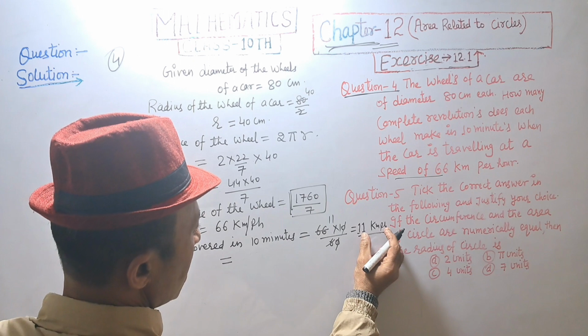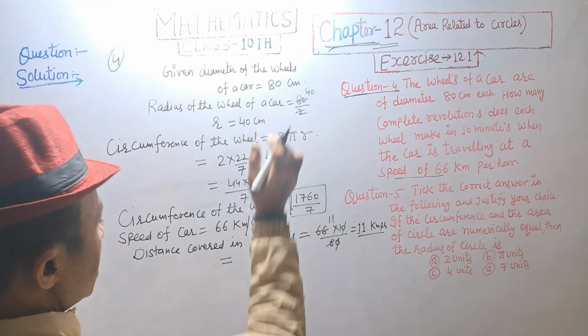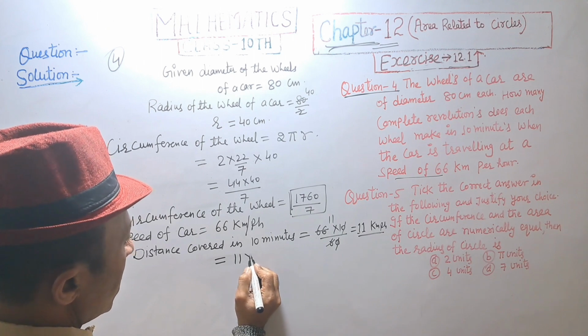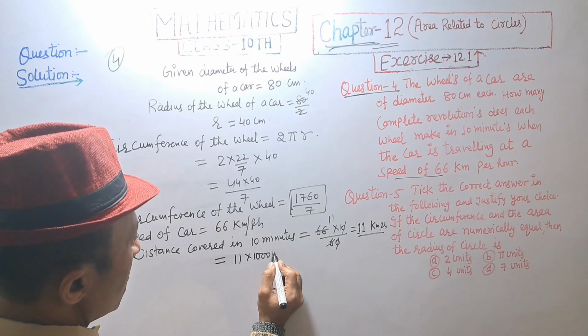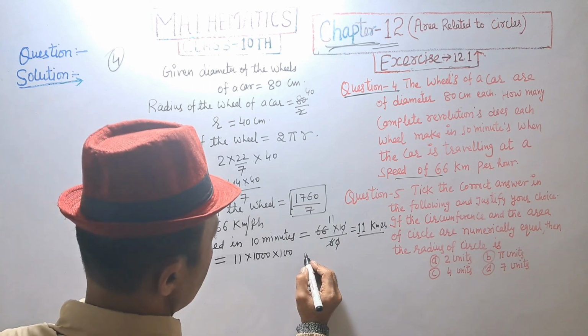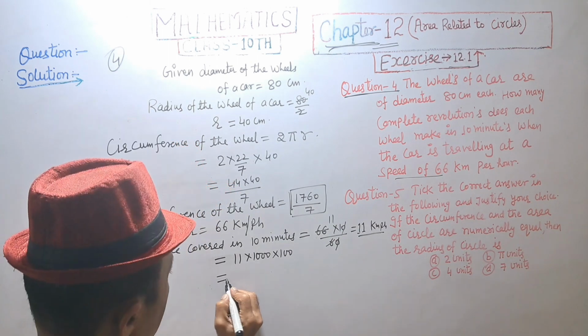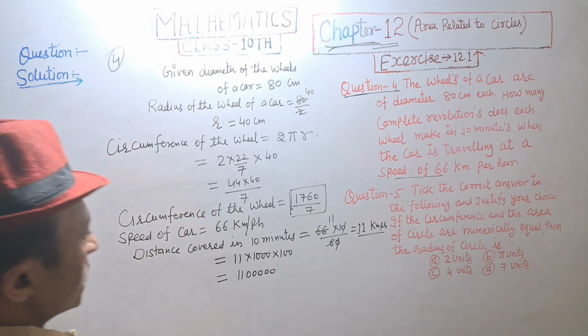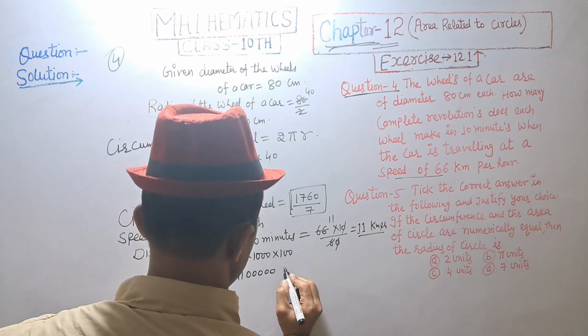11 kilometer changed into centimeter, that is equal to 11 into 1000 into 100, is equal to 11,00,000 centimeter.